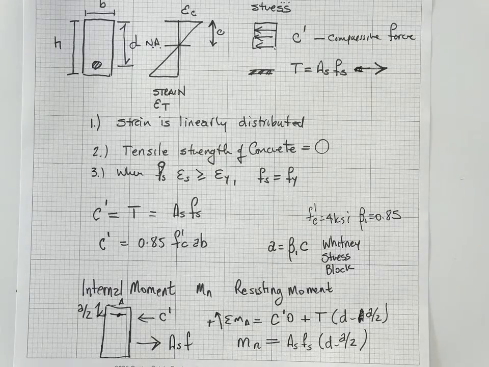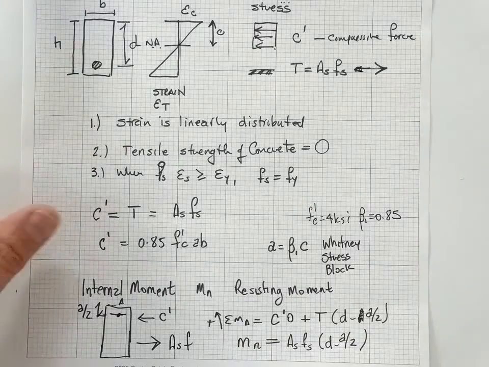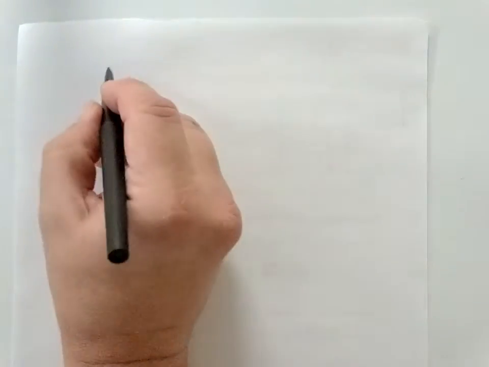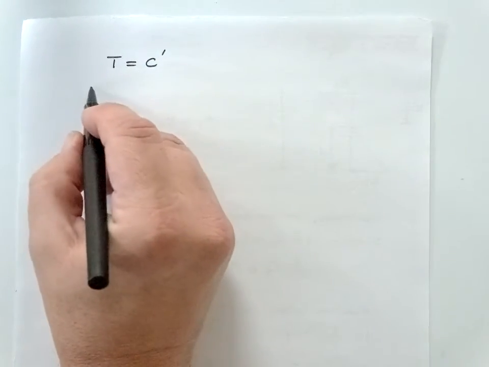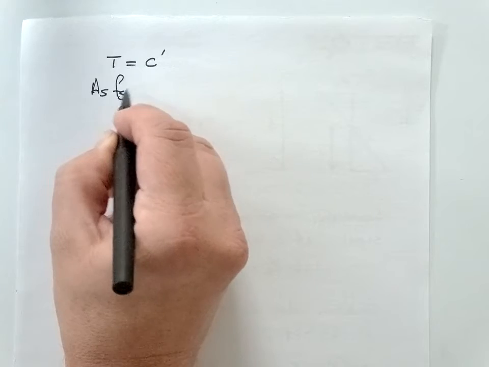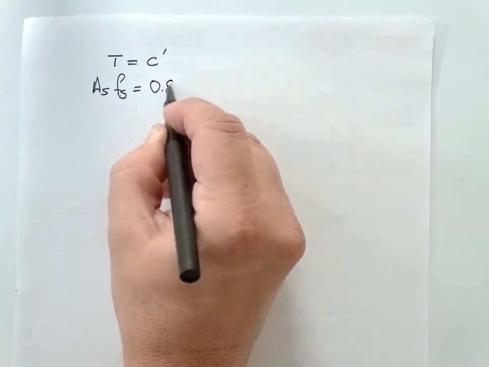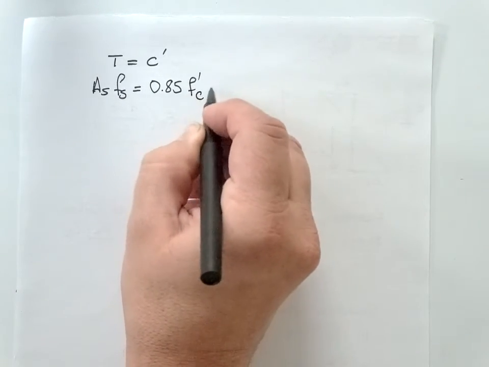Okay? And so if we do that, we will find that we can develop a model. And that model looks like this. Okay, must have lost a page. T is equal to C prime, which means A_S F_S is equal to 0.85 F prime C A B.